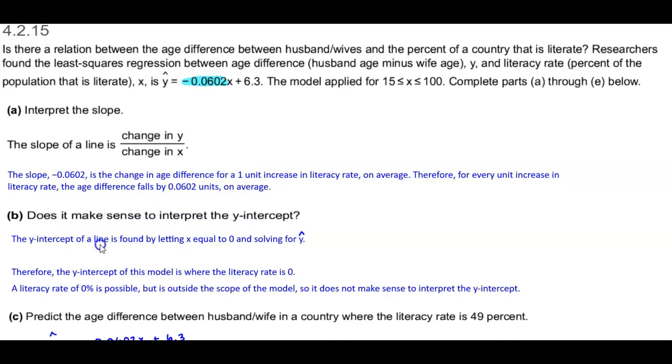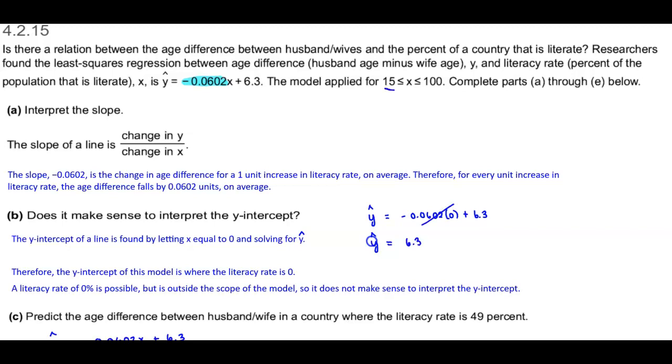Well, the Y-intercept of a line is found by letting x equal 0 and solving for y. Let's just go ahead and do that and see what happens. So if we want to solve for y, we're going to let x equal 0. So this is negative 0.0602 times 0 plus 6.3. If we solve for y, this is 0, this is 6.3.